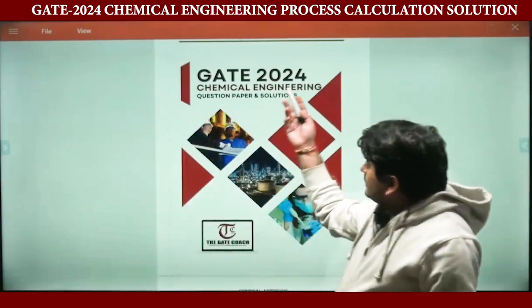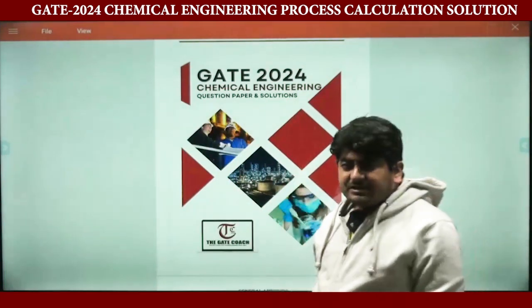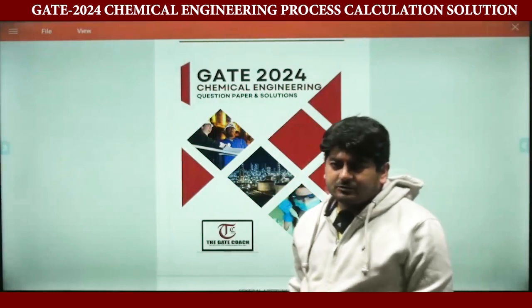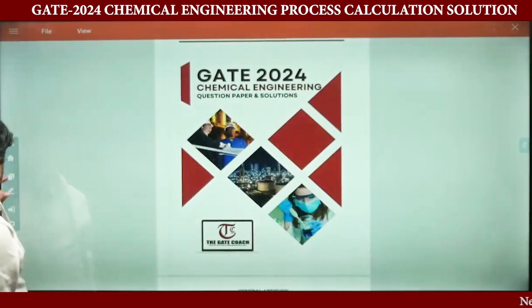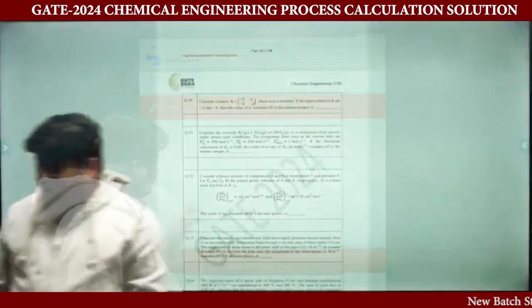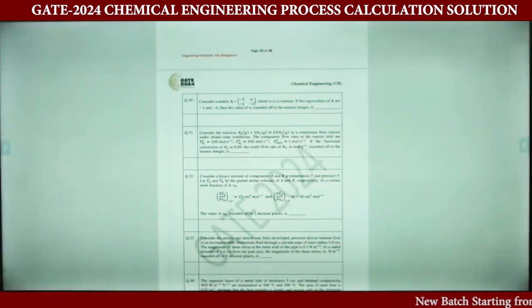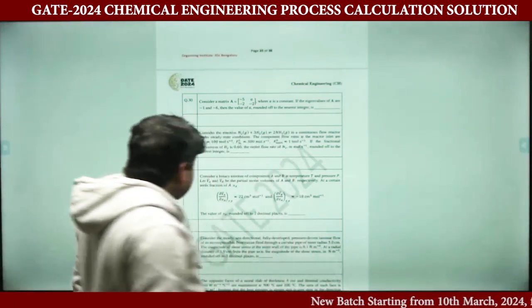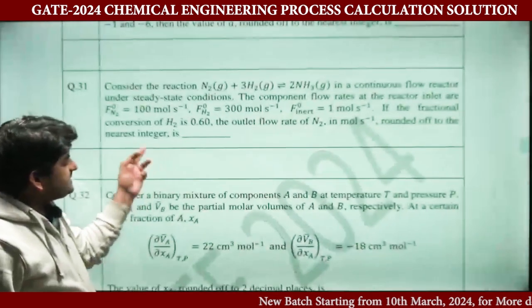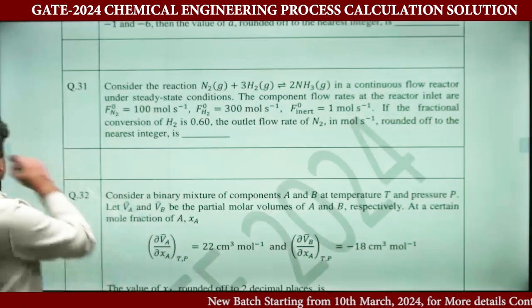Solution of the process calculation subject. All the questions came from the process calculation subject in the GATE 24 chemical engineering paper. There were a total of 3 questions this year from process calculation for 5 marks: 2 questions of 2 marks and 1 question for 1 mark. So let's start with the 1 mark question, which was question number 31 here on your screen.